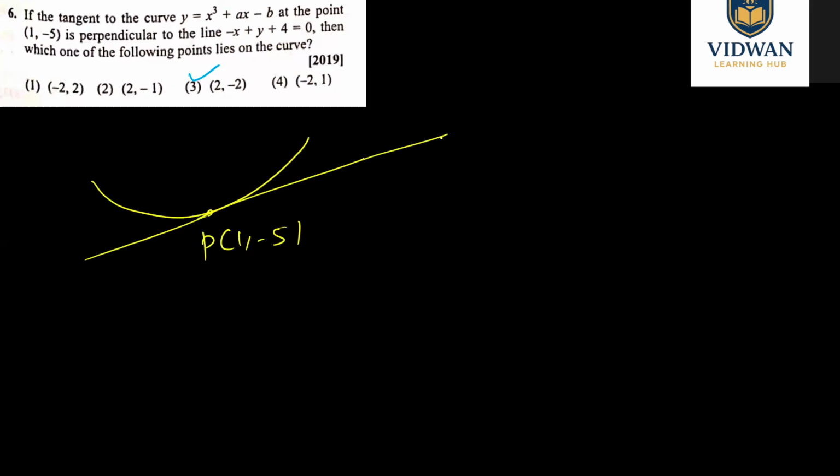We need not know the exact shape of the curve. We can just draw a random curve. The tangent to this curve at some point, 1 comma minus 5, on it is perpendicular to another line. This line is x plus y plus 4 equal to 0. Then which of the following points lies on the curve? So basically in the curve, there are some unknowns which you need to find out.